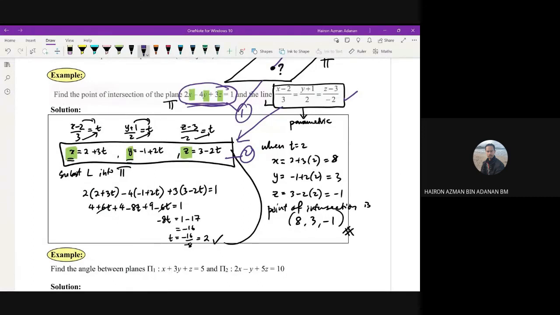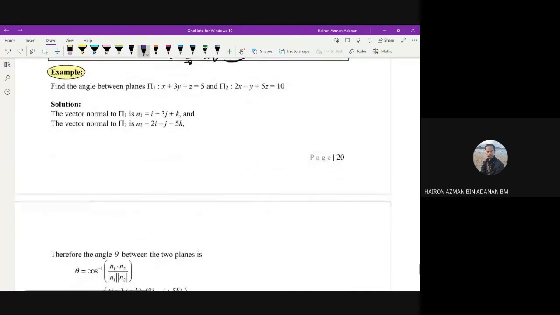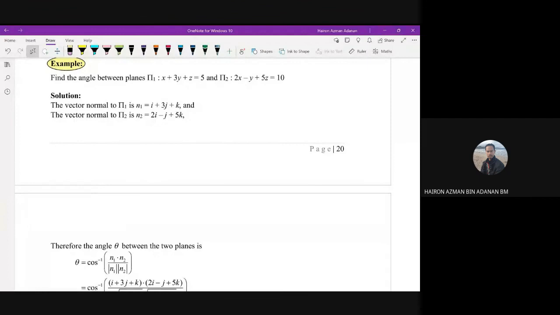Kita nak cari angle pula. Okay, tak ada. I proceed. Example, find the angle between plane 1 and plane 2. Pi 1 tu bukan maksudnya apa? Ini simbol plane. Ni plane. Plane 1 and plane 2. Both you are given in Cartesian form.